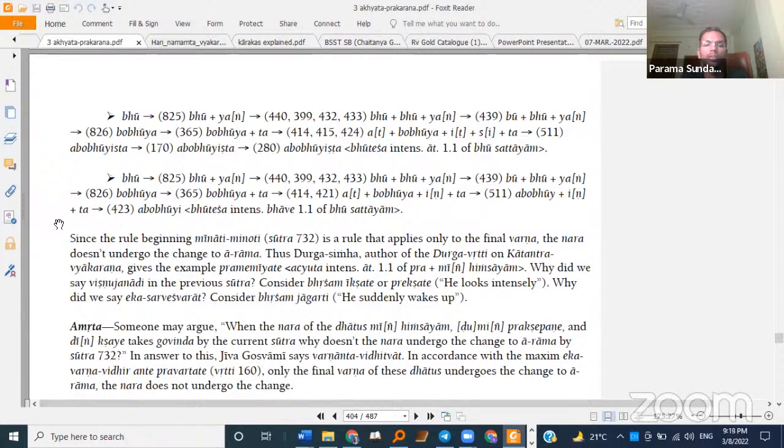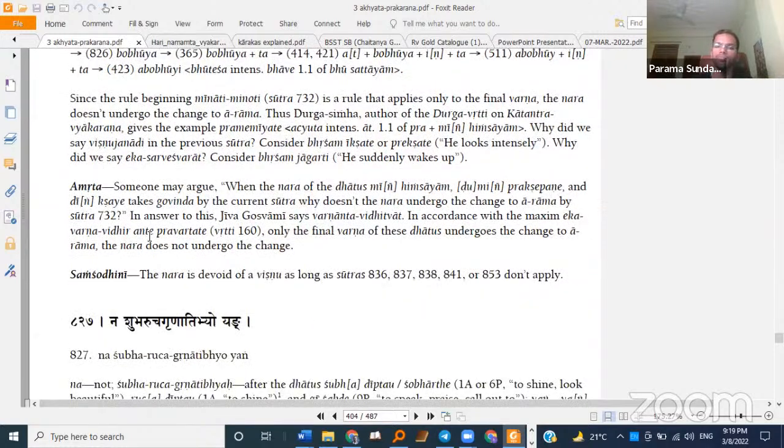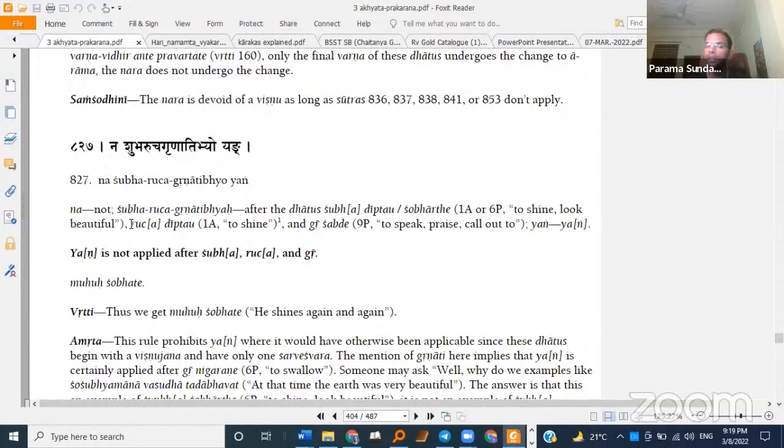Then karmani bhuya yuktata in bhutishte bhav karmana dhatu puramat. Aram haram dhatu ke abo bhui hinastvara. Na shubha rucha granatibhyo yang. Yang is not applied after shubha, shubha diptau shobharthe, rucha and greed dhatus. So yang is not applied after these dhatus.